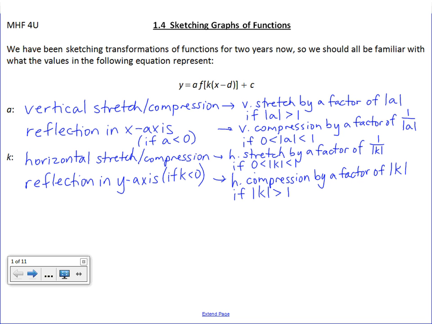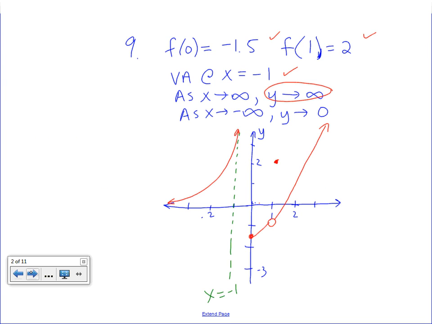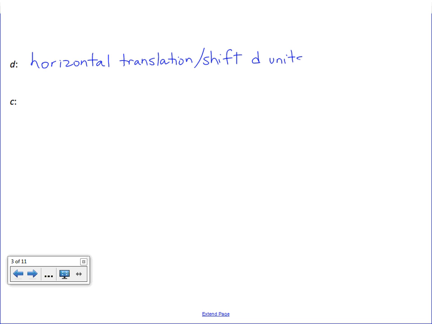Okay, the other two are the easier ones. D. So D is going to be telling you what transformation? Horizontal translation or shift. You can use either word, I'm okay. It'll be D units right if D is greater than 0, left if D is less than 0.